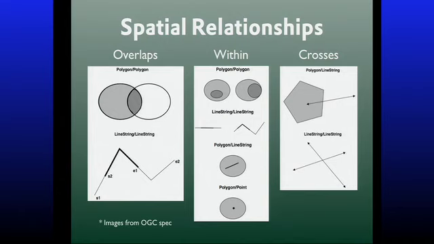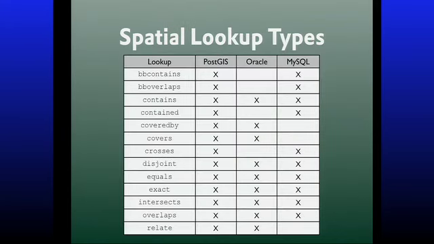Now, all these relationships correspond to something called the dimensionally extended nine-intersection model, DE-9IM. The words escape me, but essentially they use some linear algebra techniques to find out quickly whether one geometry has this relationship to another. So I've extended the lookup types in GeoDjango. In addition to all the regular ones, you have all these. This is just the first half.